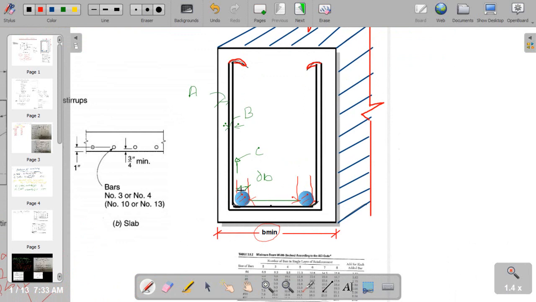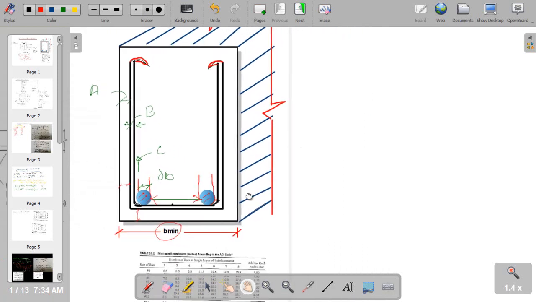We have already discussed the side cover: what should be the minimum side cover? We discussed this in part 1. Similarly, for the bottom cover, we will discuss the importance in a coming lecture, that is, the importance of this kind of spacing and cover. Now the question is: how to find out B minimum? We will handle this question in this lecture.